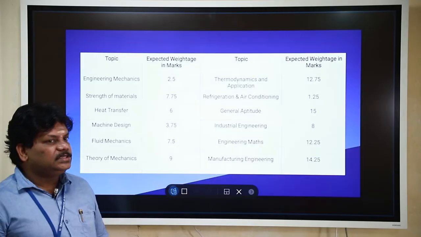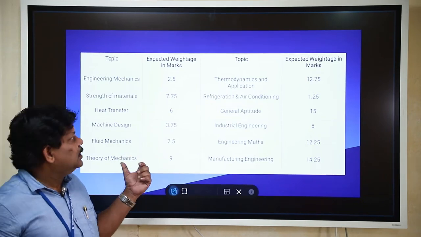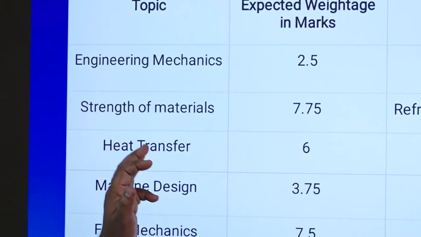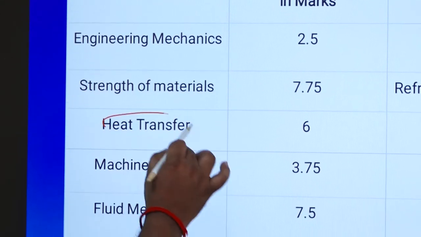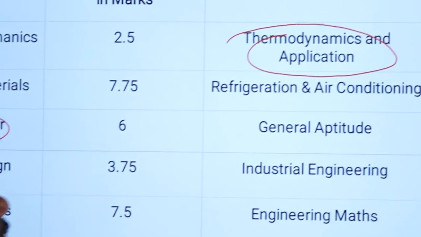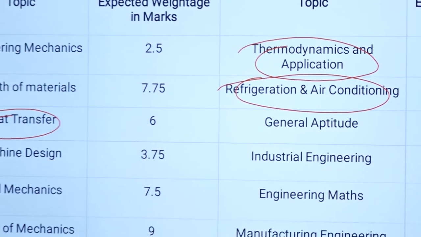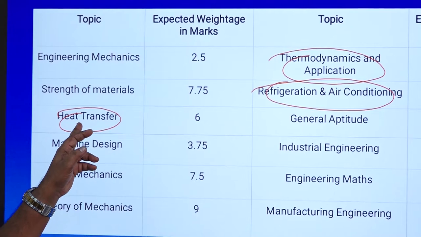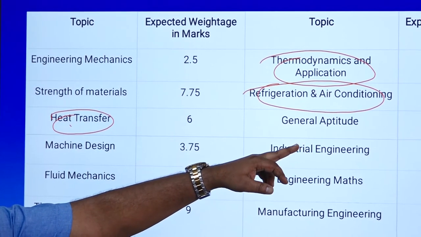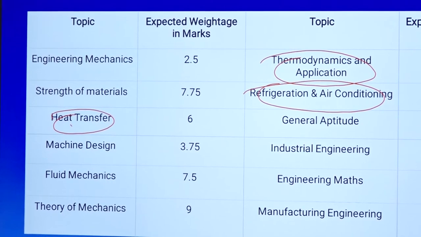Okay. So now you can see the expected weightage of marks for mechanical engineering. You can see engineering mechanics, strength of materials, then heat transfer, thermodynamics and applications, then refrigeration and air conditioning. All these come under thermal sciences, and around 6 plus 12, 18, 18 plus 1, 19, around 20 or 20 point something marks are meant for thermal sciences.